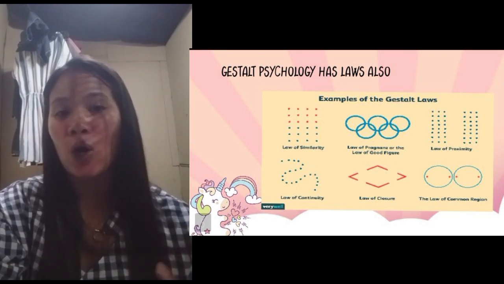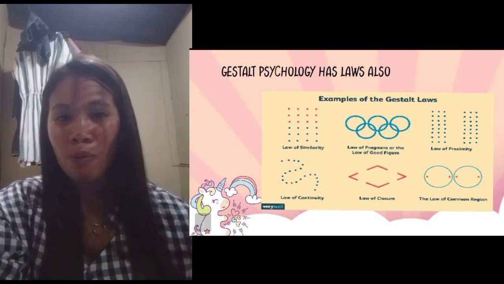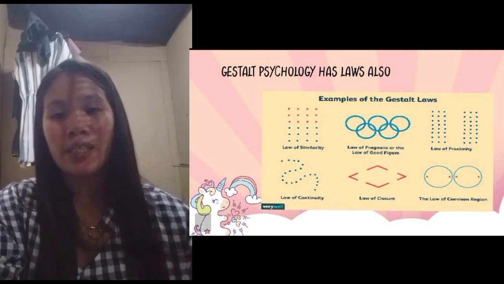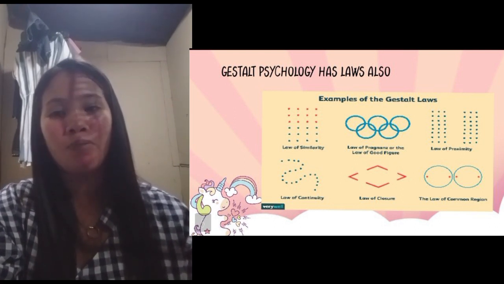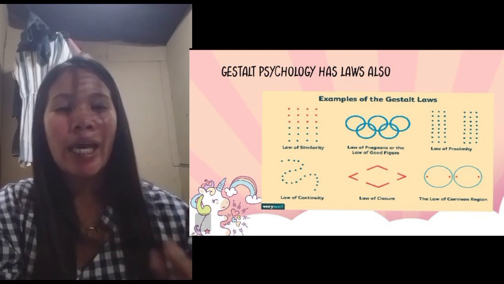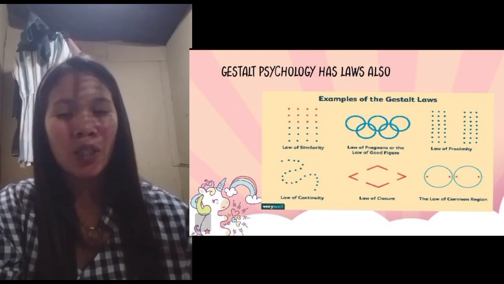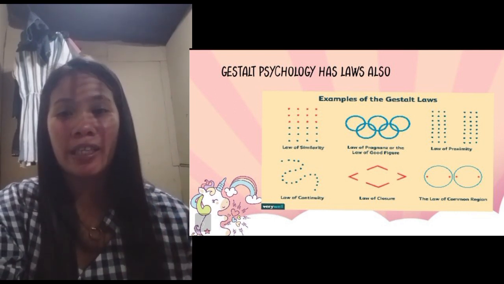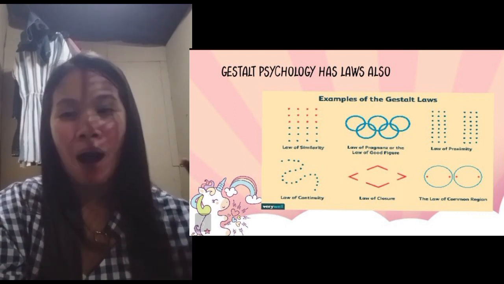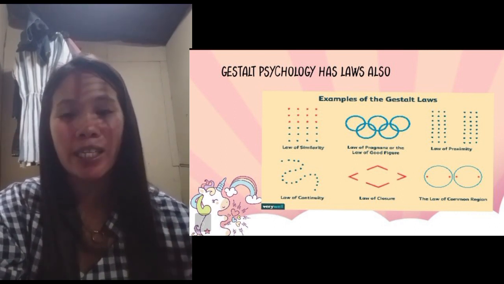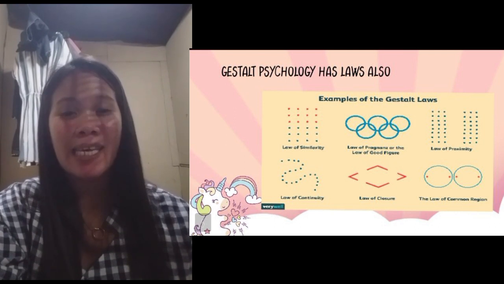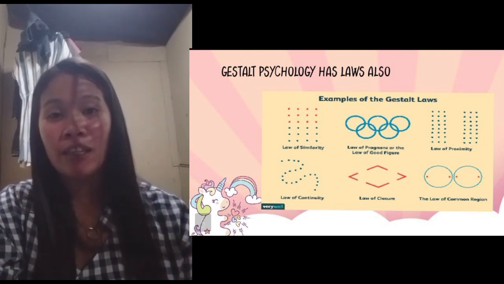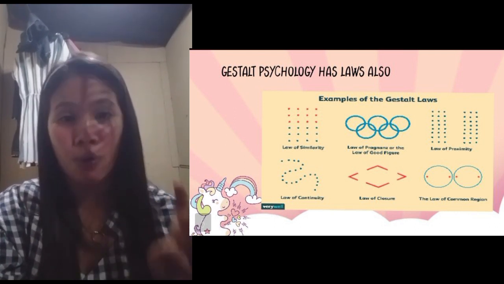The last law is common region. This Gestalt psychology principle states that we tend to group objects together if they are located in the same bounded area. For example, objects inside a box tend to be considered a group.